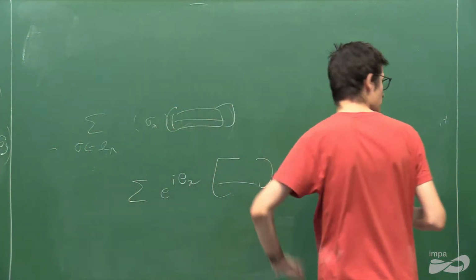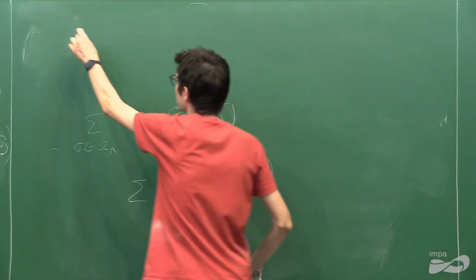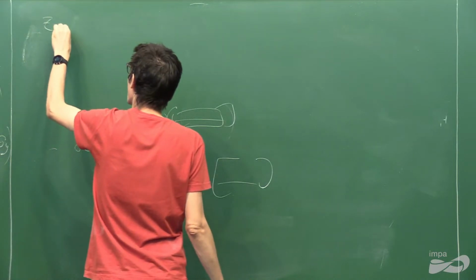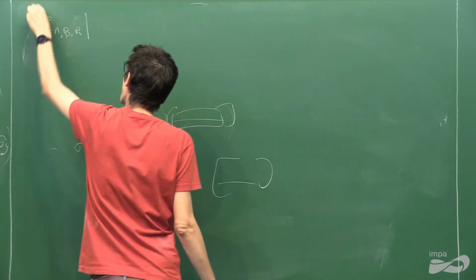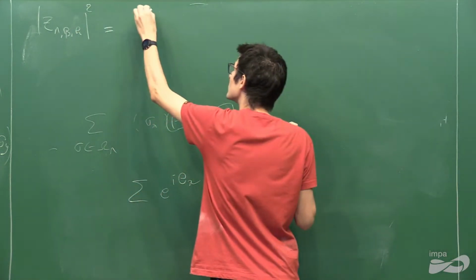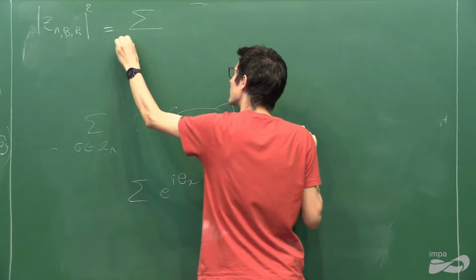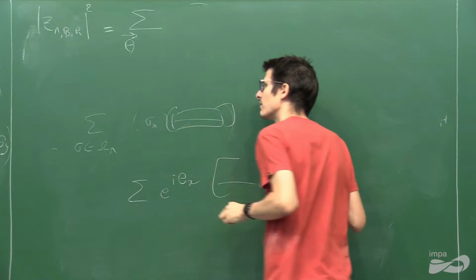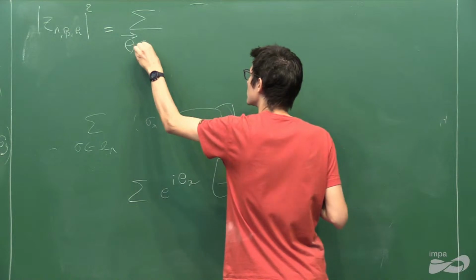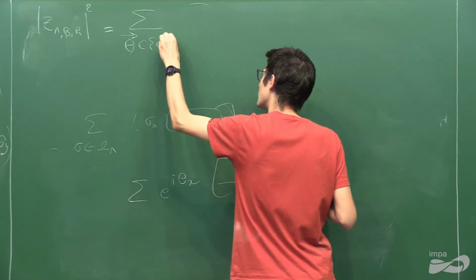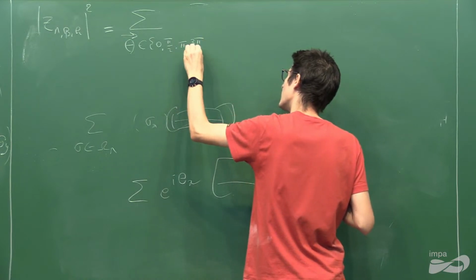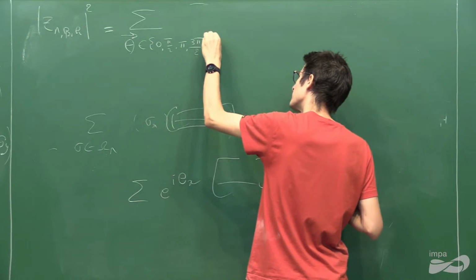Okay, let me just write it. I will write it here, and afterwards I will erase. So Z_{Λ,β,h} squared. Okay, so this is equal to the sum over... let me write θ for the vector made of all the θ_x's. So θ belongs to {0, π/2, π, 3π/2}^Λ.